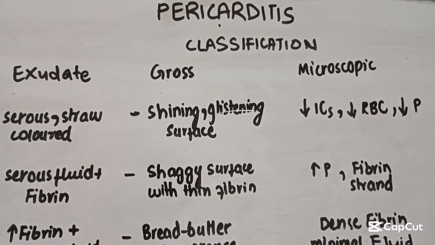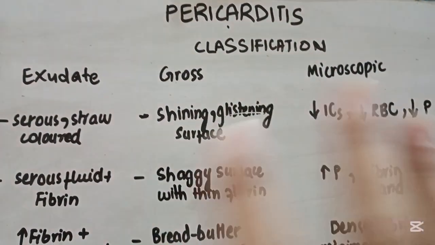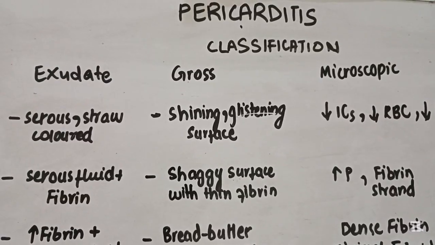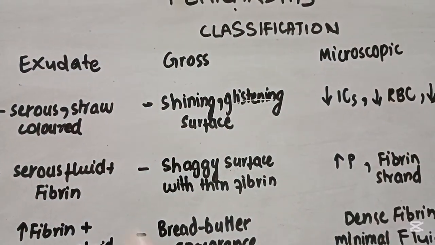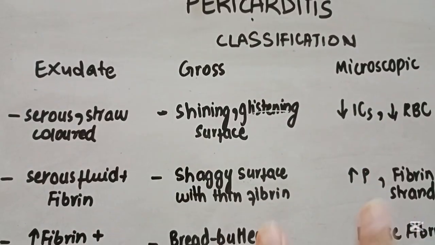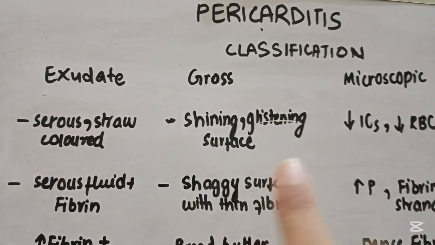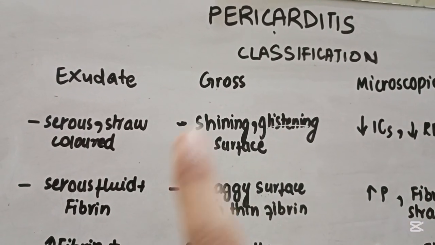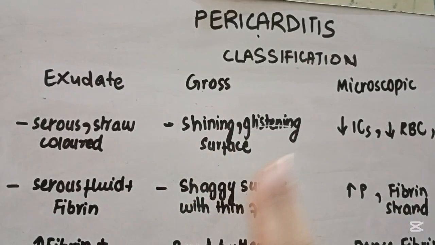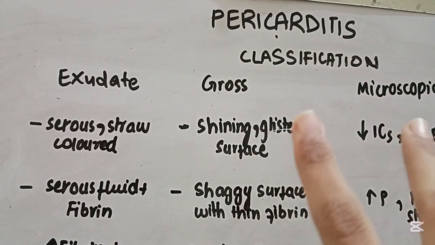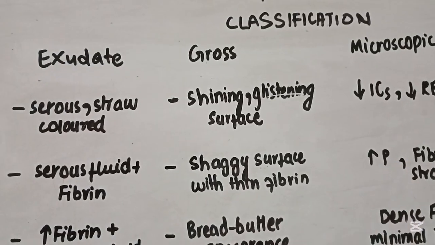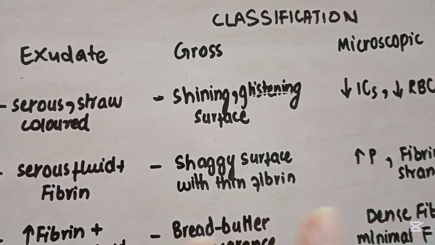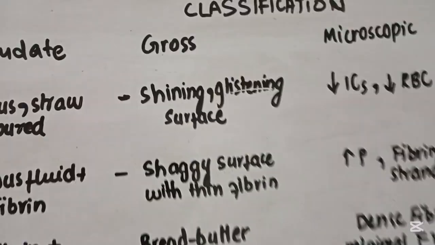Pericarditis. The term indicates inflammation of the pericardium. But what is the pericardium? The pericardium is a serous lining that lines the heart, and it has two layers: the visceral layer and the parietal layer. The visceral layer is present immediately on the heart, and between the visceral and parietal layers there is a small amount of fluid, known as pericardial fluid, normally approximately 30 to 50 ml.